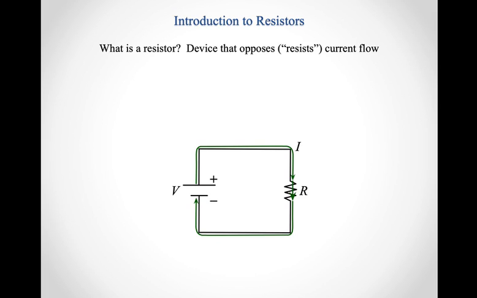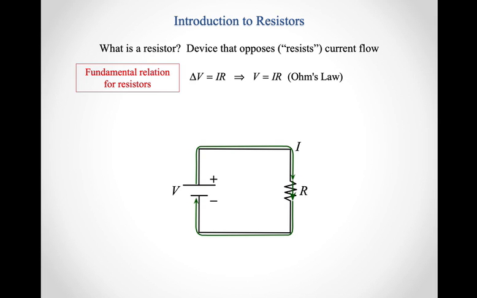So what we want to know, of course, is how can we relate the voltage across the resistor, the current flowing across the resistor, and the resistance of the resistor as it sits here within this circuit. Of course, that is given by Ohm's law. So Ohm's law is the fundamental relationship that defines resistors. So there is some potential difference across the two ends of the resistor.